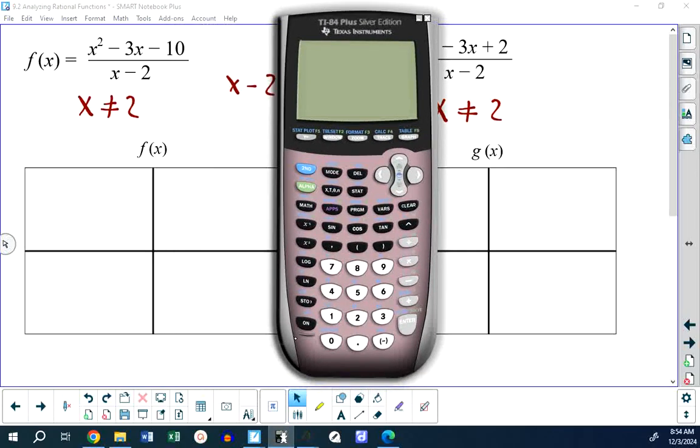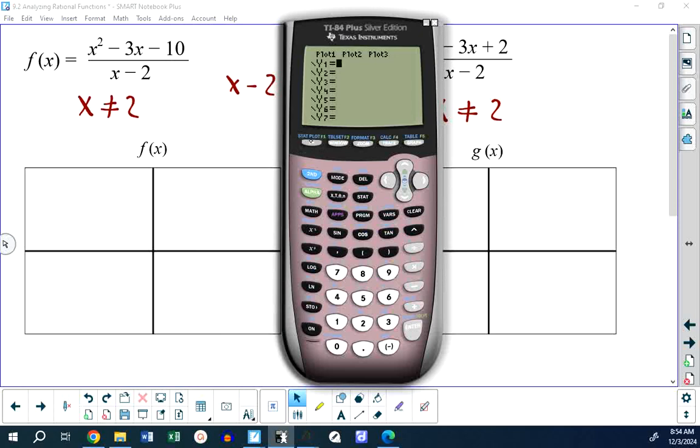So we go to the first one. We'll do f of x first. When you enter a rational function in your calculator, you need a set of brackets around the numerator and the denominator unless they're monomials. And even if the denominator is a monomial, you should probably have brackets around it because it might be a monomial like 3x squared, and you don't want to just go divided by 3 times x squared. So it's x squared minus 3x minus 10 divided by x minus 2.